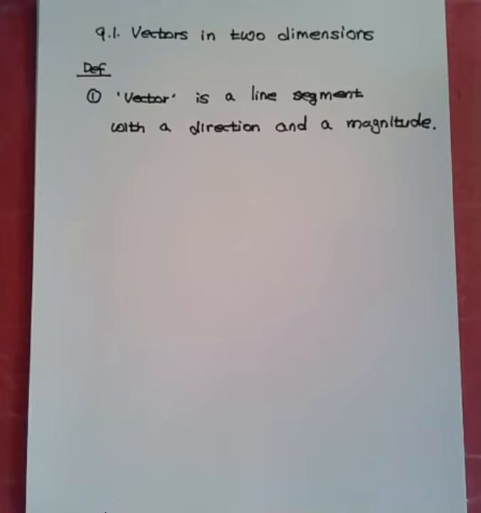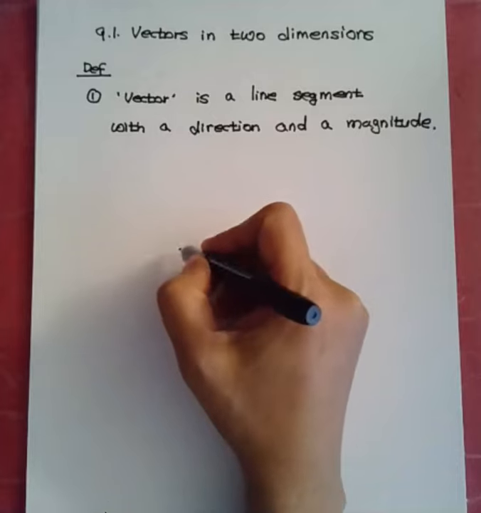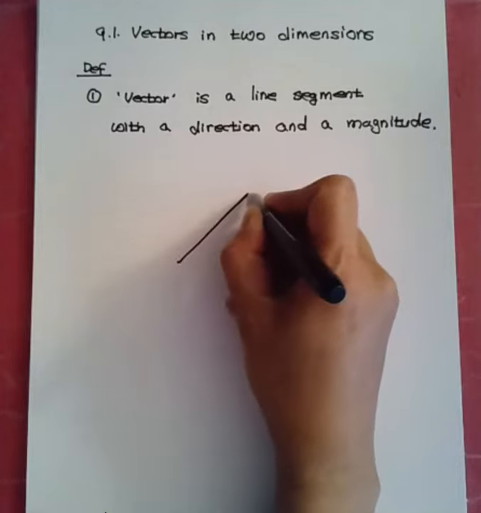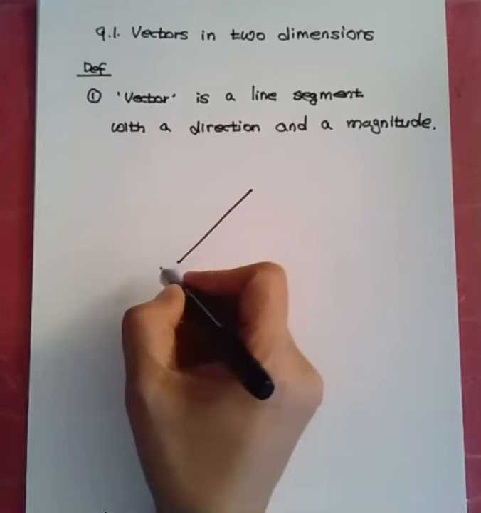In this section, we want to learn about vectors in 2 dimensions. 2 dimensions means planes. And we will also discuss the application of vectors. A vector is a line segment with a direction and a magnitude. It has an initial point and a terminal point.